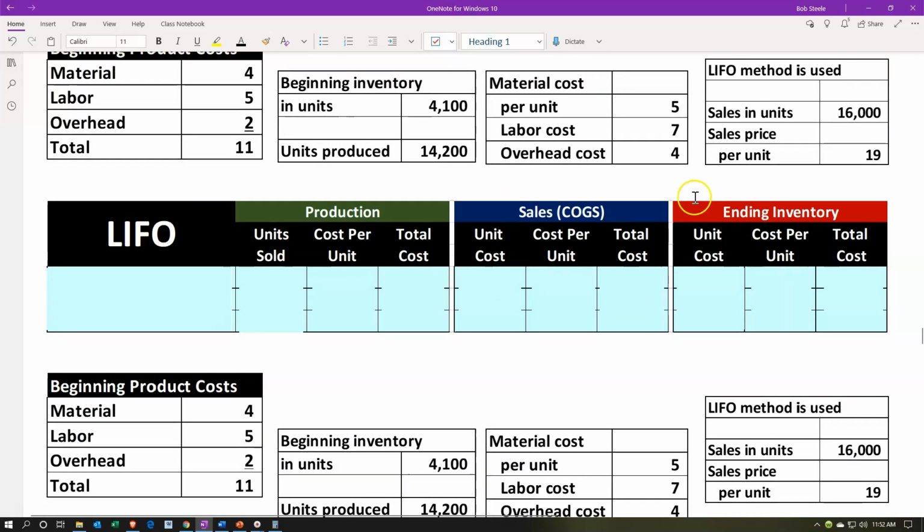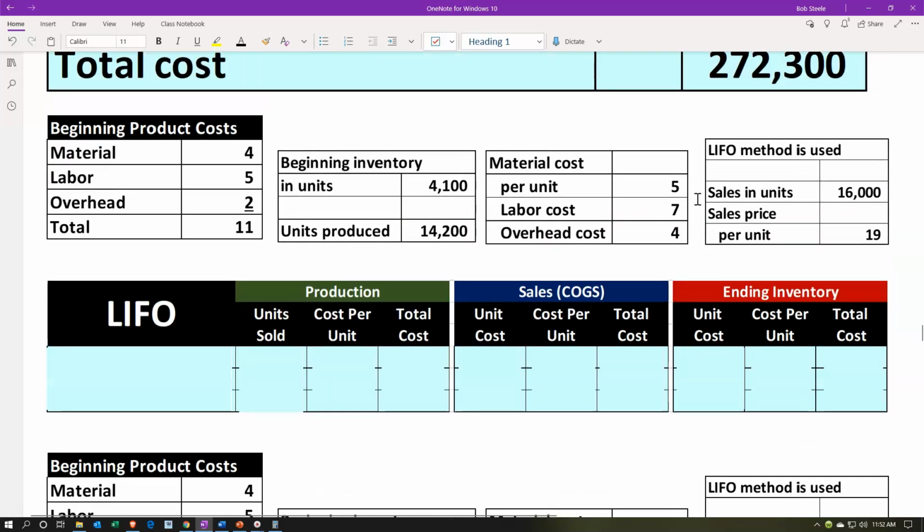Same setup. Notice if you memorize this setup, it works for the LIFO inventory flow assumption as well as FIFO. And then we'll just apply the differences within this table. So I would memorize this table, even though it's kind of tedious to do by hand, but it's not too bad once you memorize it. So the beginning inventory is going to be the 4,100 units times the $11 per unit, which includes the material, labor, and overhead. Multiplying that out, 4,100 times 11 is the 45,100.